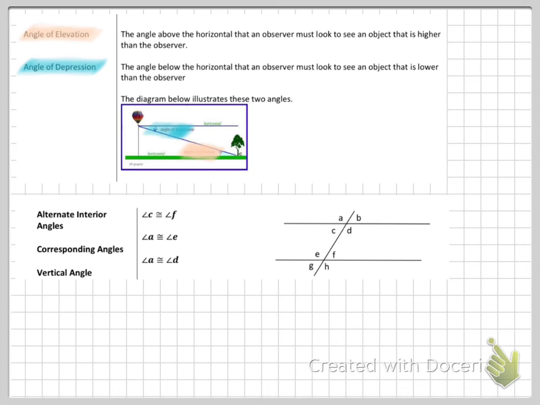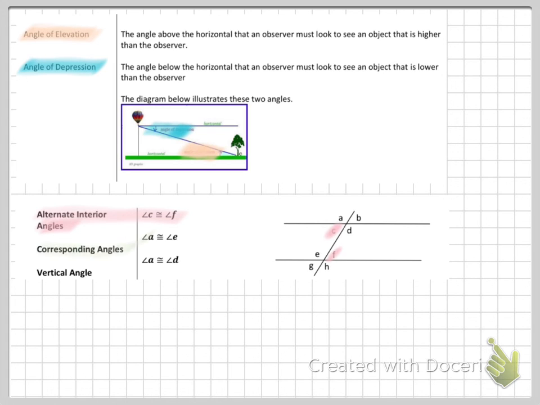I'm looking for a color, sorry. Alternate interior angles. These kind of get offline in a second, but alternate interior, that is one example of alternate interior. C and F, they are congruent. In a picture, if you ever get that situation, you know they are congruent.